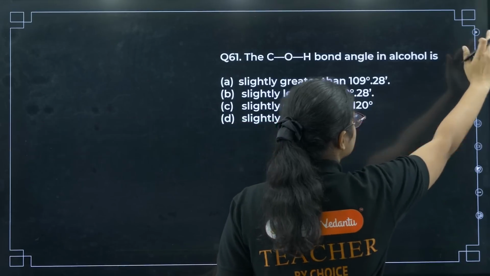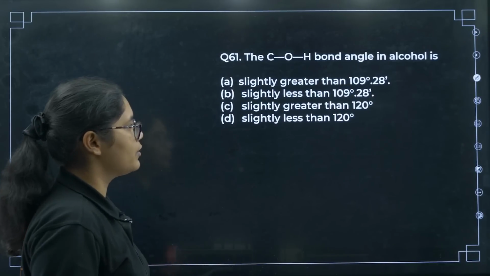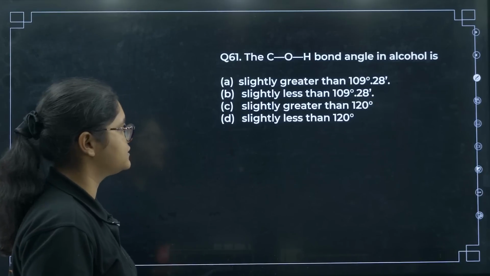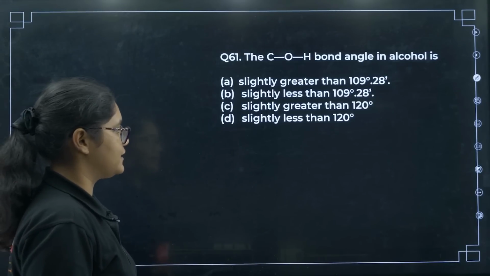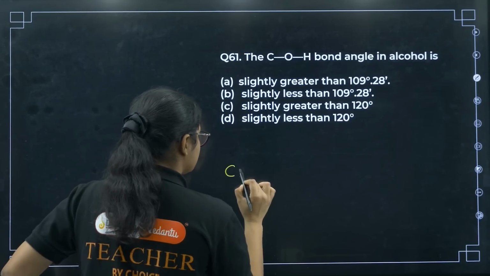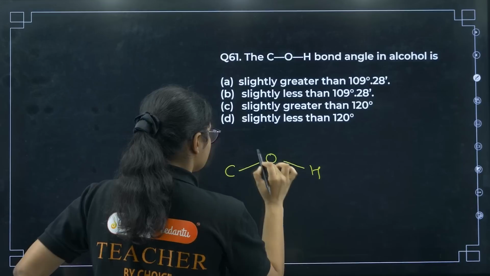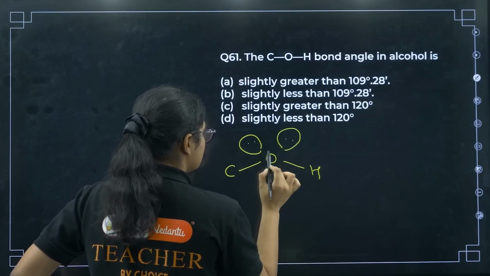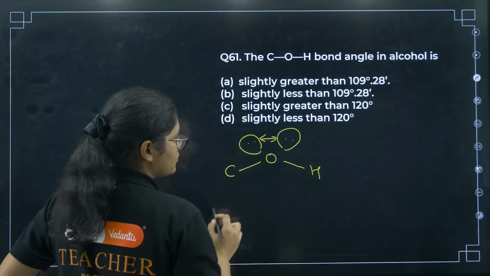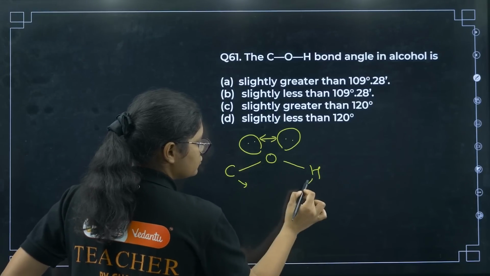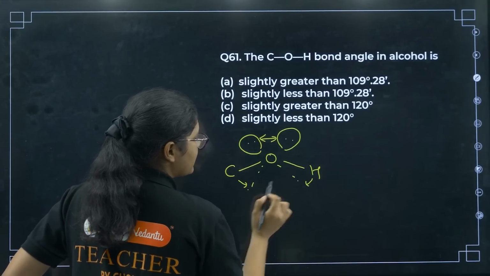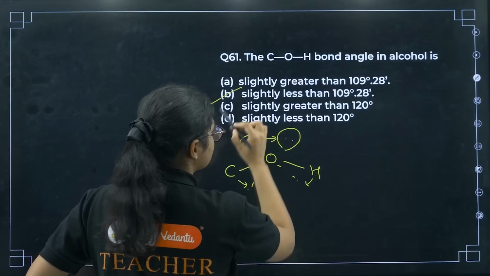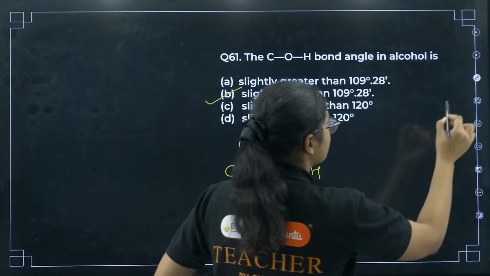Next chapter, alcohols, phenols and ethers. The COH bond angle in alcohols is slightly greater, slightly less. So if you see, it is like this. Oxygen has 2 lone pairs. There's a repulsion between the lone pairs. That is why it pushes these 2 bonds together, and this bond angle decreases. So slightly less than 109.28 degrees.